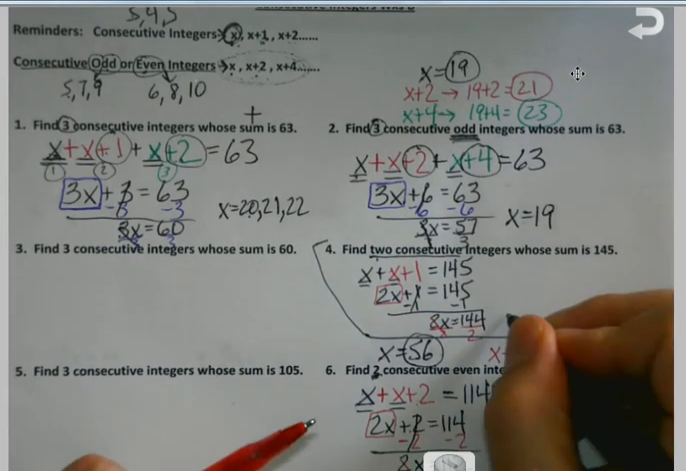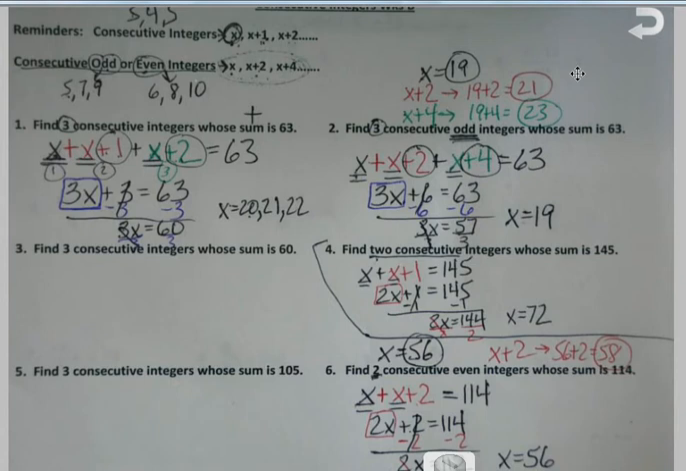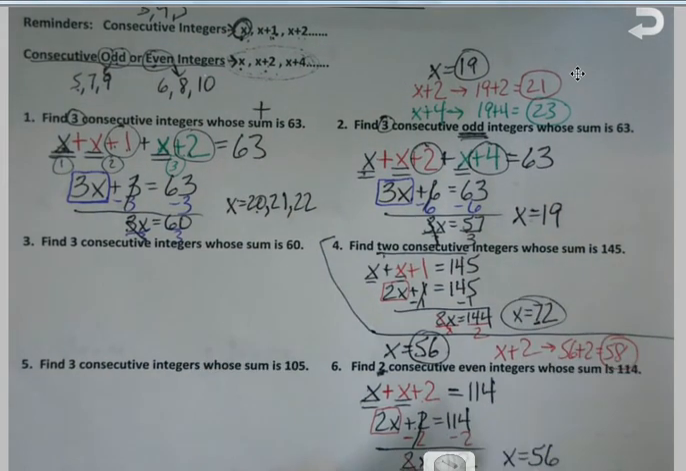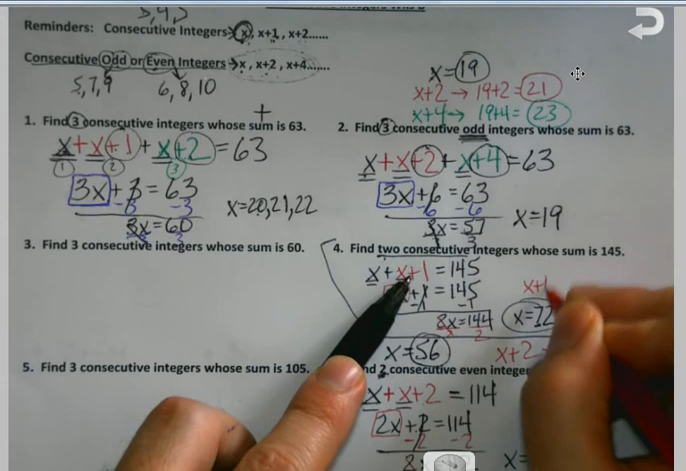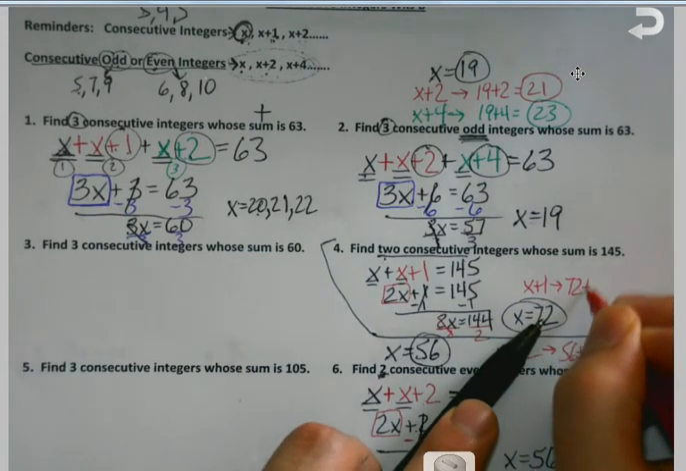So let's see. X is 72. I'm like, okay, I got my x. So I got this. But I still need my x plus 1, because that'll get me my other number. So I plug in the 72 where the x is.